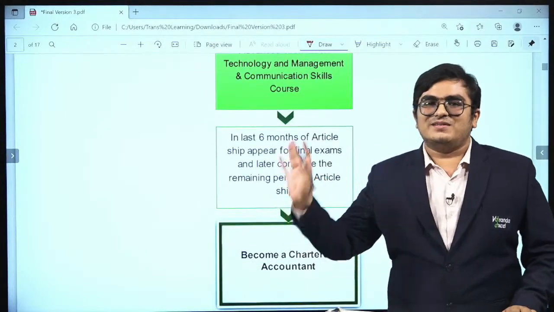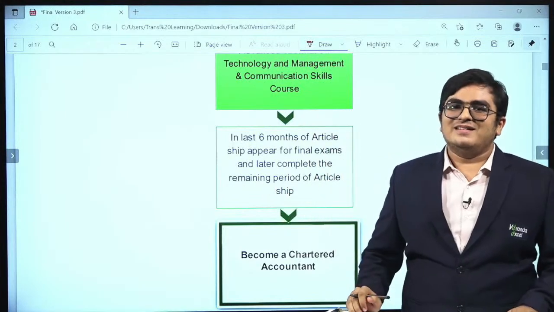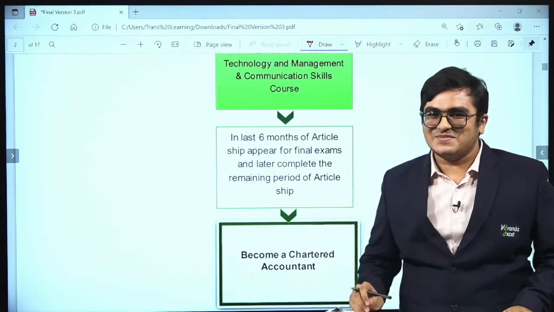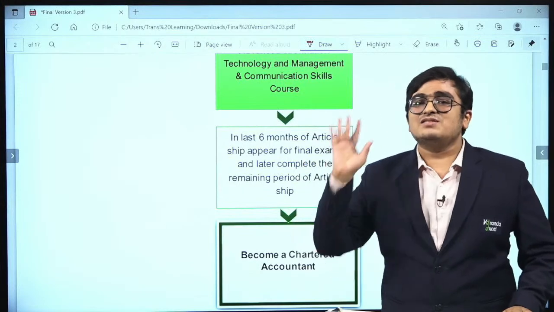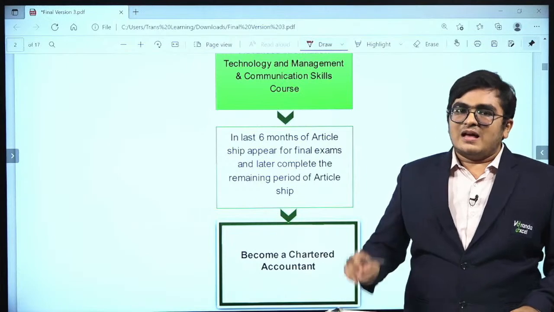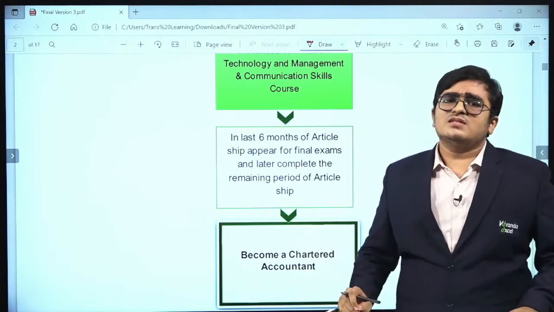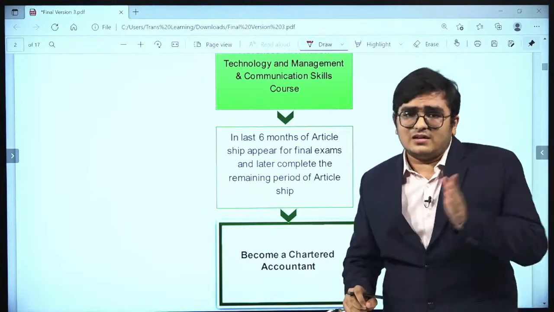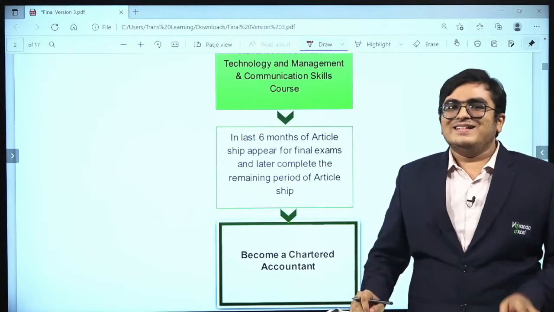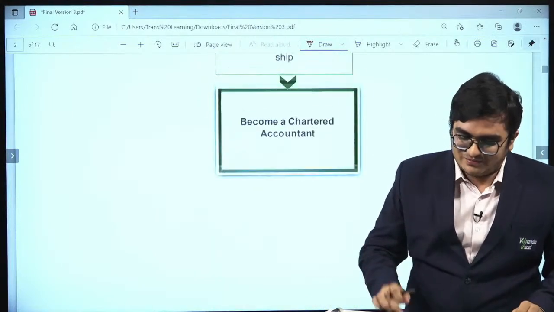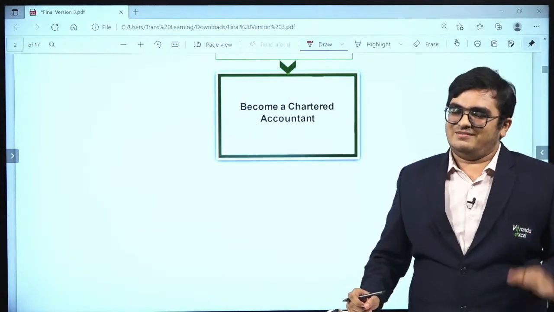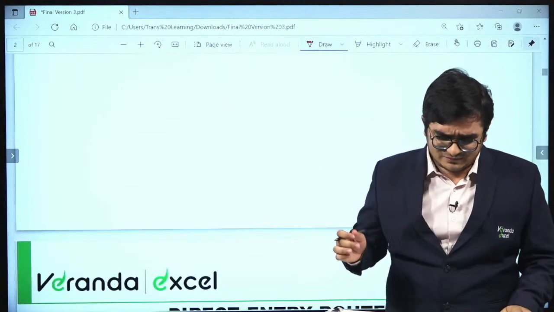After you have completed, after you are done having fun, that is when ICAI will be like, come, give your final exams. So in the last 6 months of articleship, you will be eligible to give your final exams. And once you are done with your final exams, once that last 6 months of articleship is done, you have completed your 3 years, you have cleared both the groups in CA final, that is the day you become an esteemed member of the Institute of Chartered Accountants of India. It's a great feeling, guys. It's literally a great feeling.